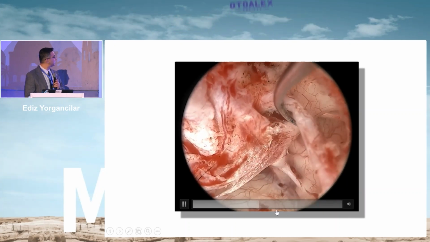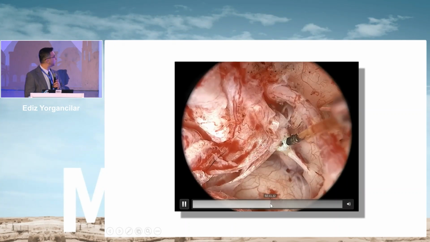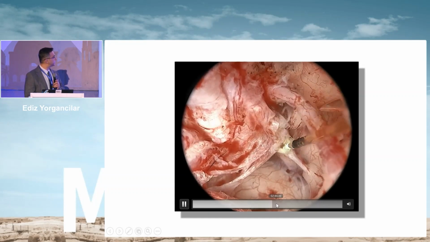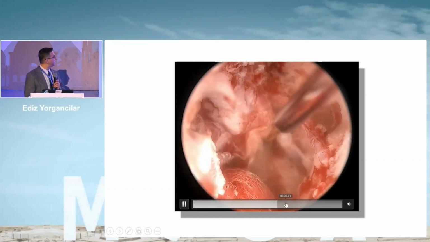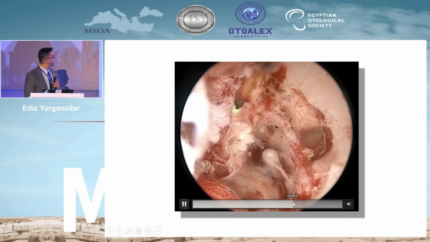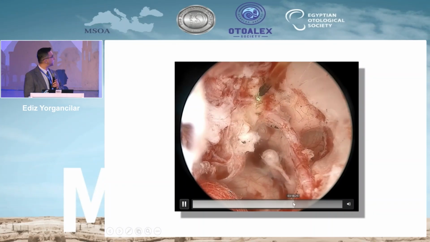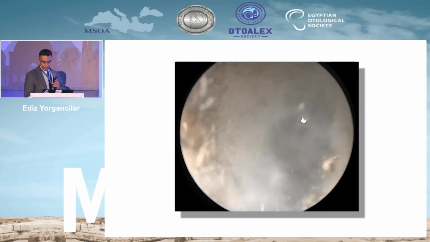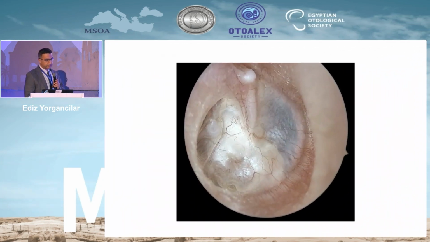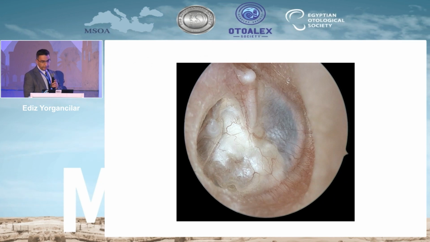Yes, this is the dissection. We use laser on some remnants of epithelia. And finally, we remove the whole retraction pocket from the ossicles, and then the grafting. I will skip some of them because of the time limitation. Another case, I will skip it. And this is the last one. This is a retraction pocket again.